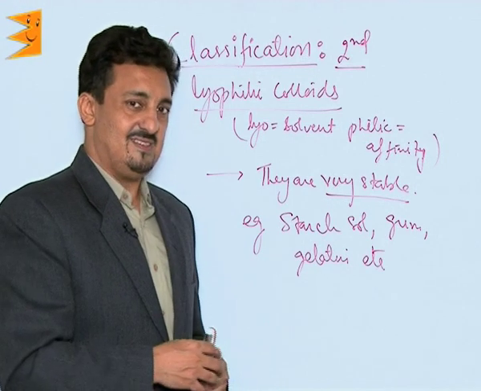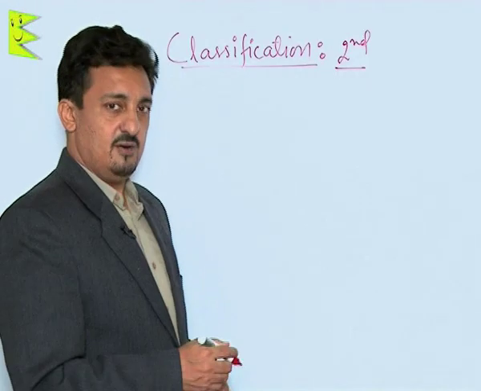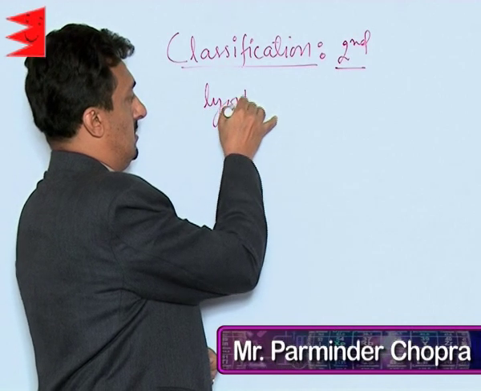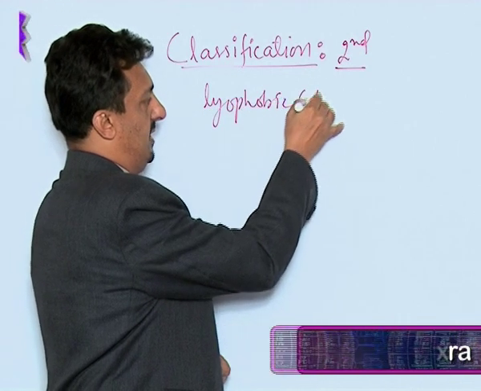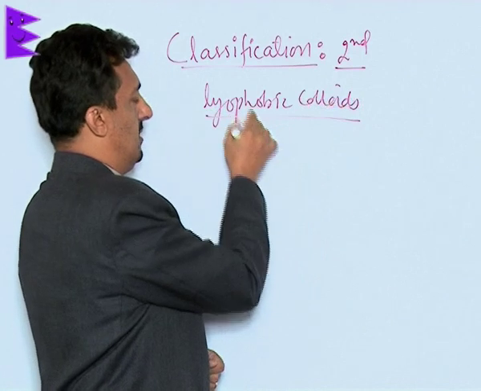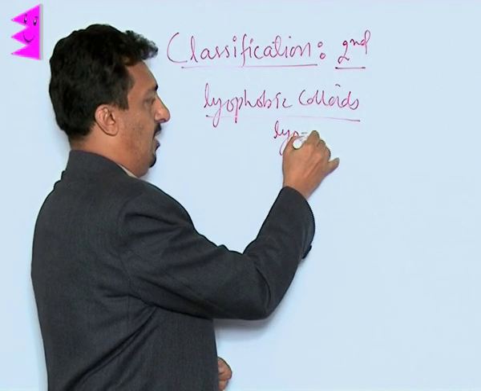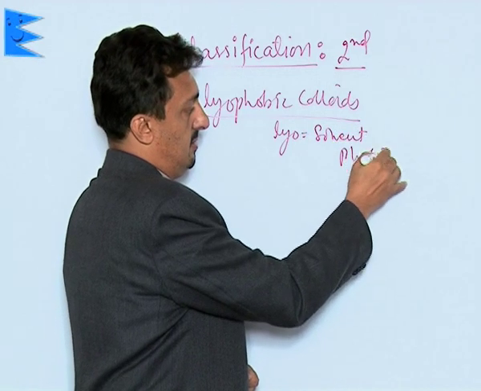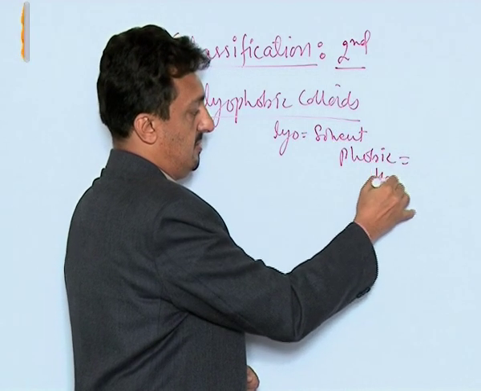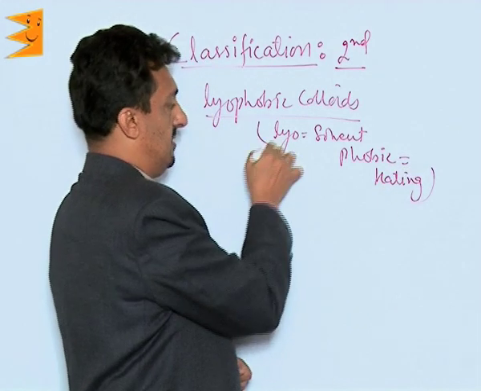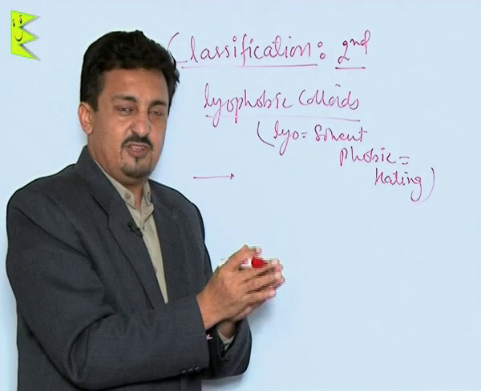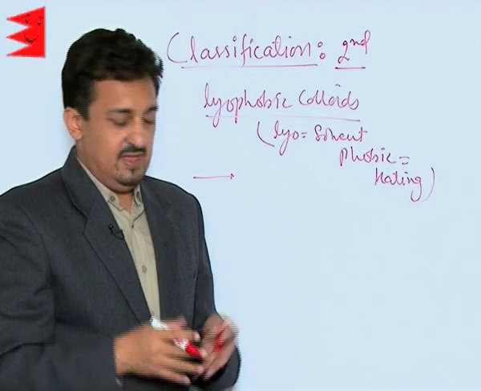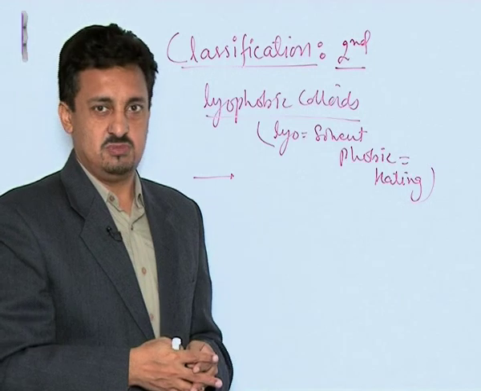Now let us take the second category of colloids on the basis of their interactions: lyophobic colloids. As the name suggests, lyo means solvent and phobic means hating. So these are the colloids which don't develop affinity with the dispersion medium. They don't have good interaction with the dispersion medium.